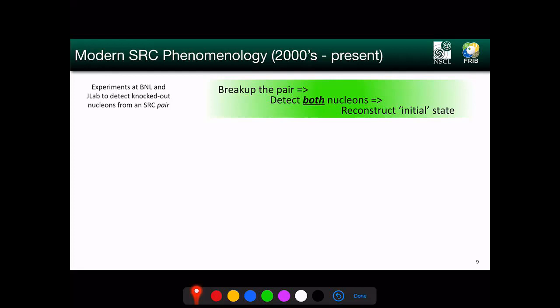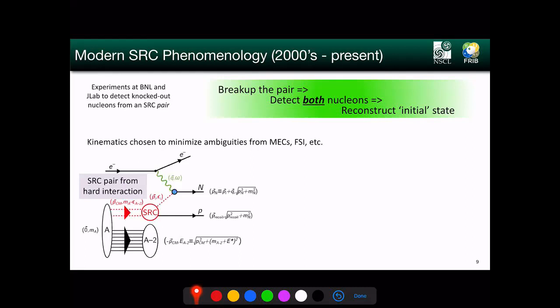So the main development here stemmed from a series of experiments from the early 2000s and still ongoing, done mostly at places like Brookhaven and JLab. The idea is that they design these double knockout experiments where you knock out a short-range correlated two-nucleon pair. The main advance is that besides the usual inclusive type measurements, you do more exclusive measurements where you detect both knocked out nucleons and then reconstruct the initial state.